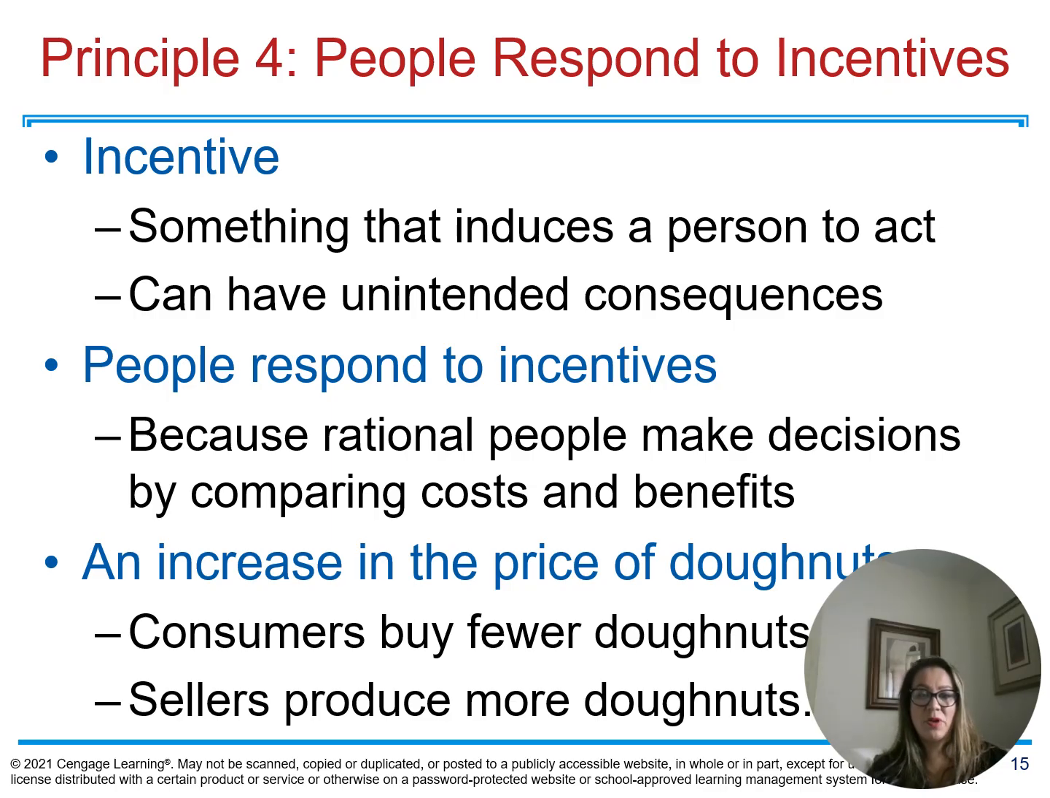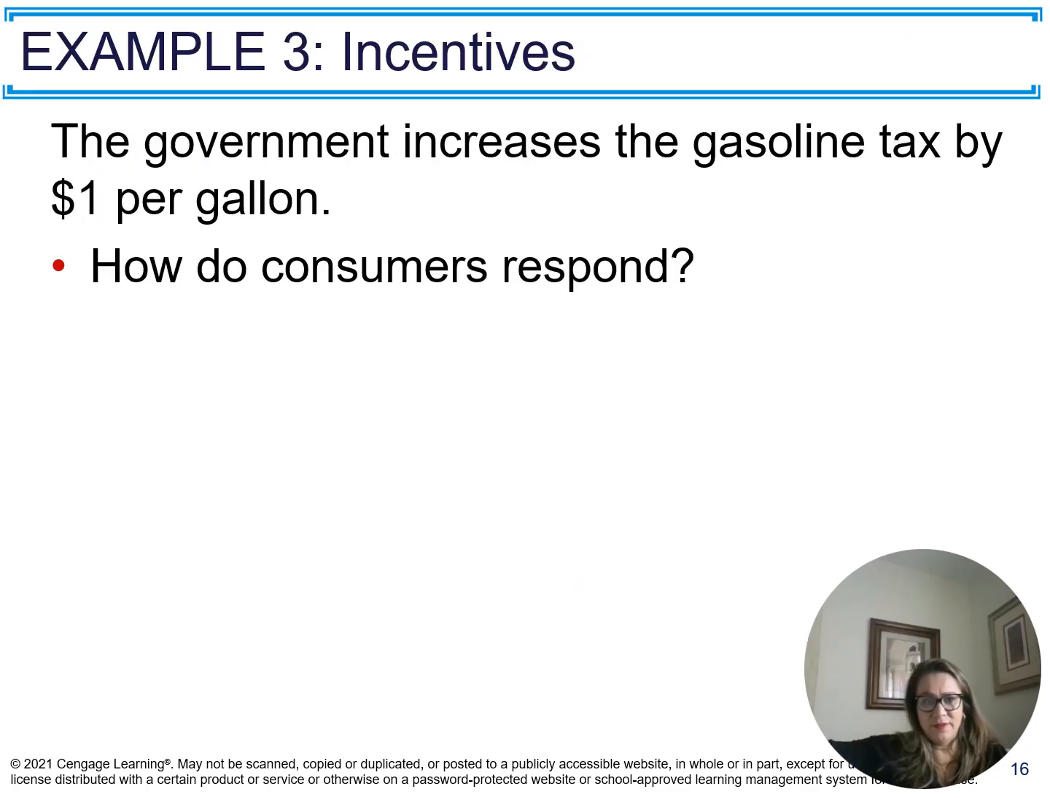So an increase in the price of the donut would cause consumers to buy fewer donuts, but the sellers would produce more donuts as well, right? Because prices act as incentives. When prices go up, producers want to make more of a specific good, but when prices go up, consumers decrease the quantity demanded for that specific good, right? So we have an example of how people respond to incentives.